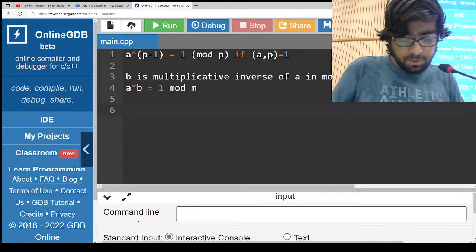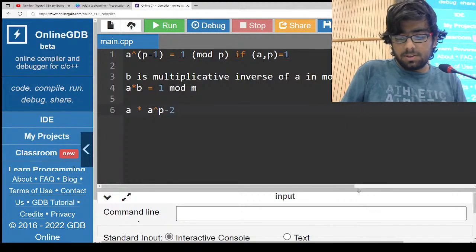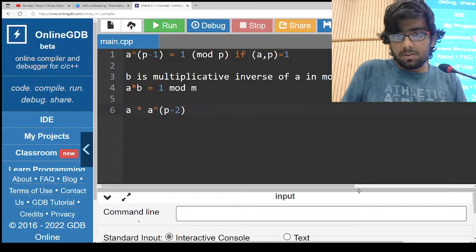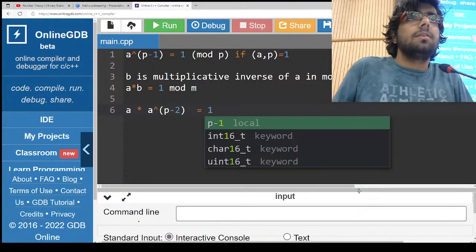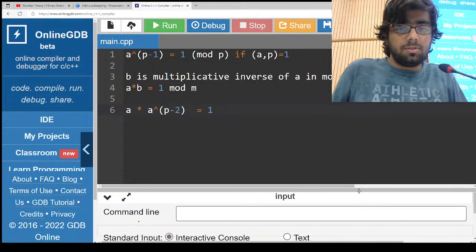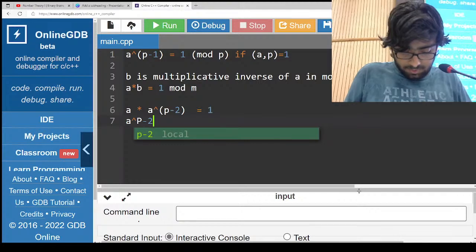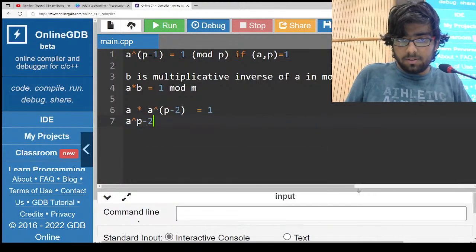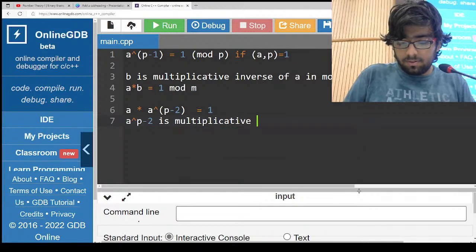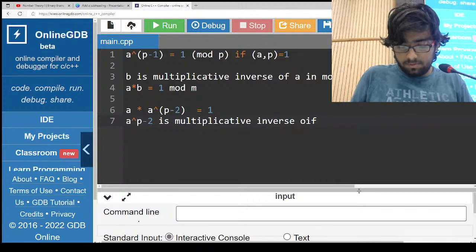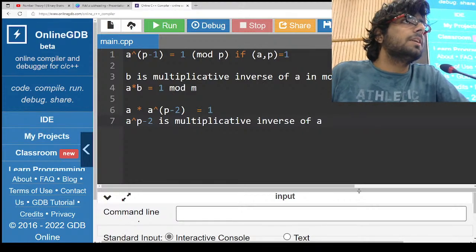We just write a power p minus 1 as a into a power p minus 2. And we know that by Fermat's theorem this is equal to 1, right? So now we can say a power p minus 2 is the multiplicative inverse of a. So this part everyone is able to understand.